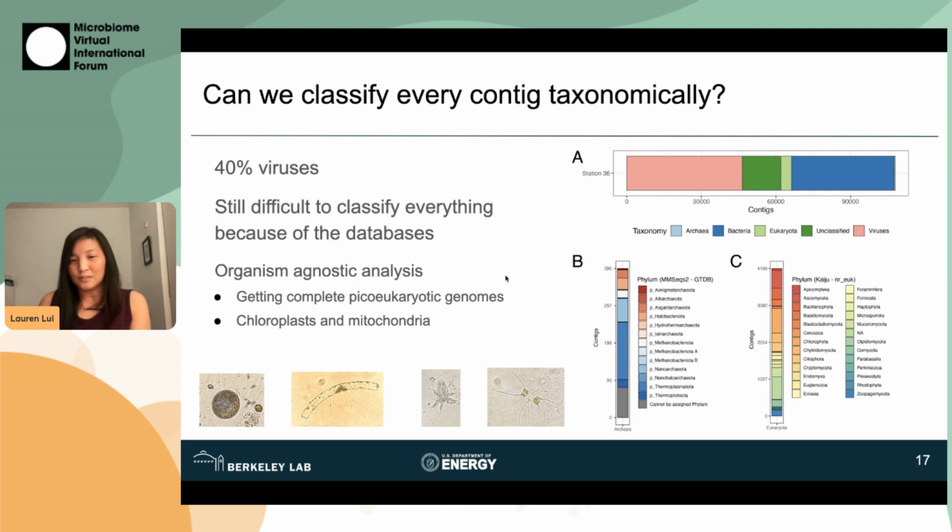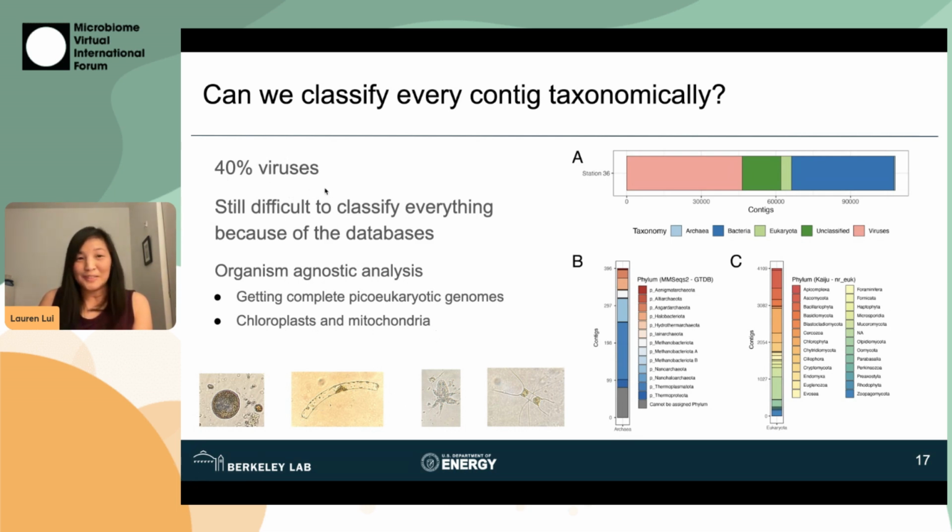Another thing we tried to do once we got the sequencing was, can we taxonomically classify each contig? And what we found out, and this is detailed in the paper, is that it still relies on the database. We could do it. We got some complete picoeukaryotic genomes and also chloroplast and mitochondria. Here are some microscope pictures that we took.